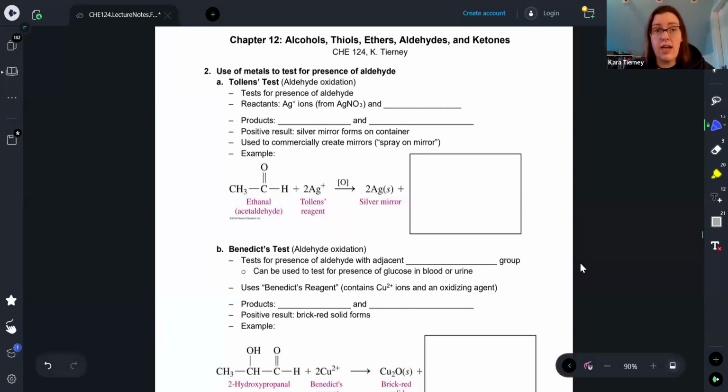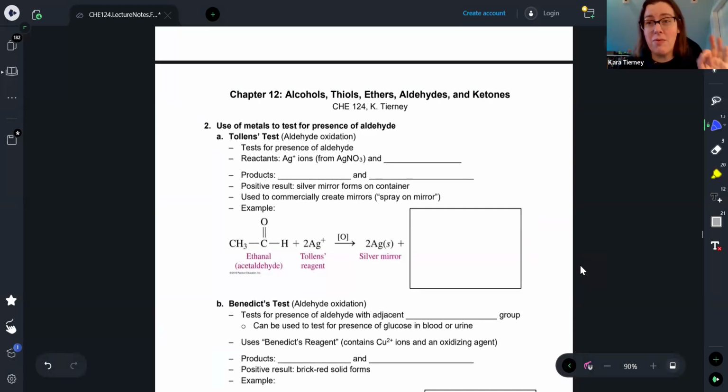It's called a Tollens test, and I'm going to do my very best to remember to bring what we call a Tollens flask. This is a flask in which a Tollens test has taken place, because something really cool happens. This is a very interesting reaction.